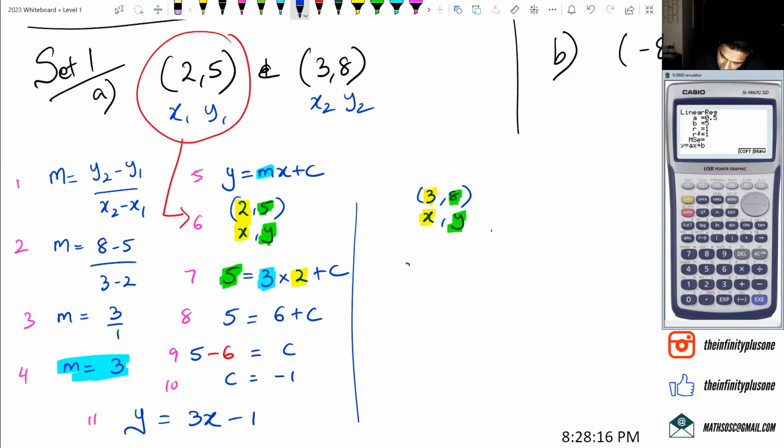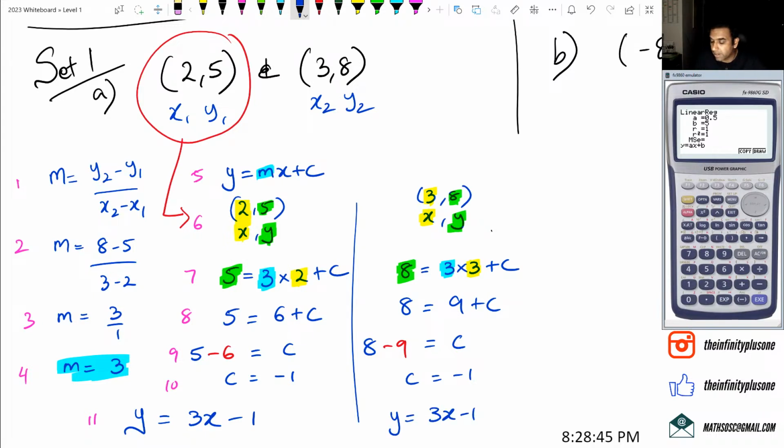So then I've got 8 equals 3 times 3 plus c. The first 3 here is the gradient, my next 3 is the x value, and the 8 is the y value. Doing this, I get 8 is equal to 9 plus c, then 8 minus 9 equals c, so c is equal to -1. So you still end up with the same answer, but what you want to be sure about is that you use the correct x and y value, because you can't choose the x value from the first point and the y value from the second point.